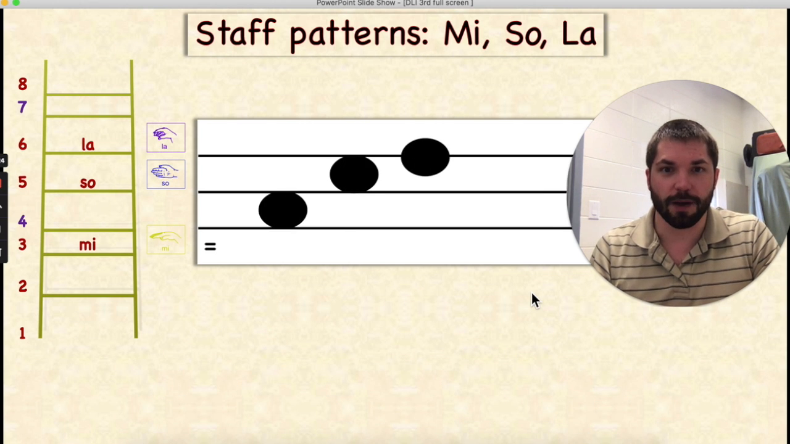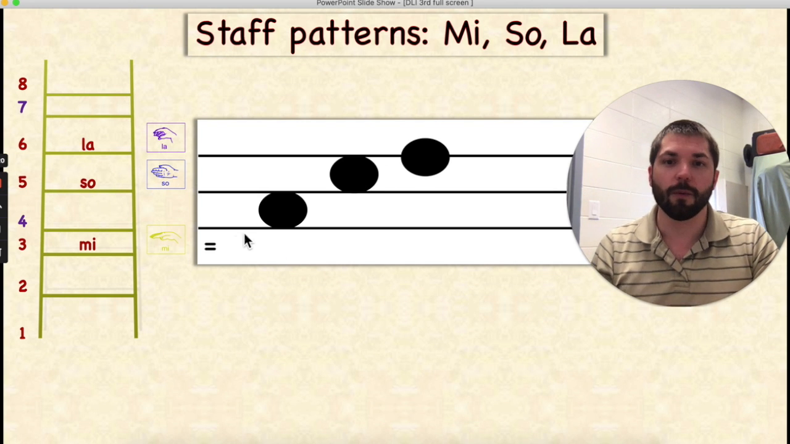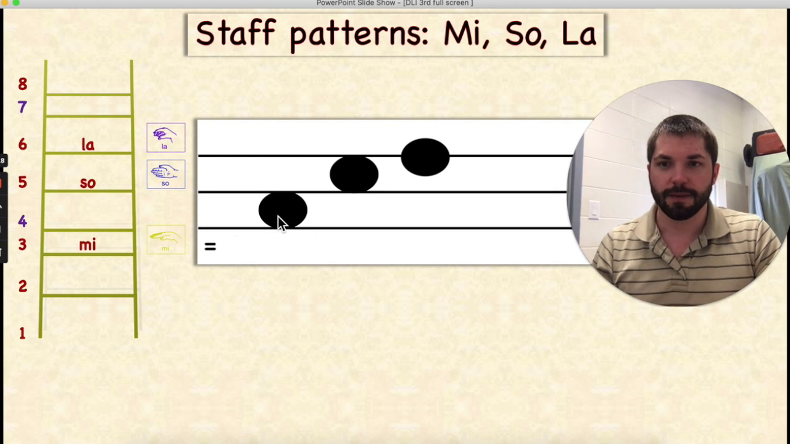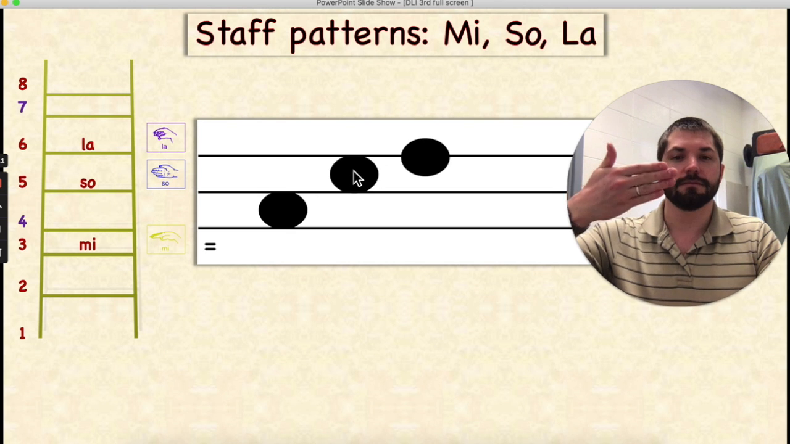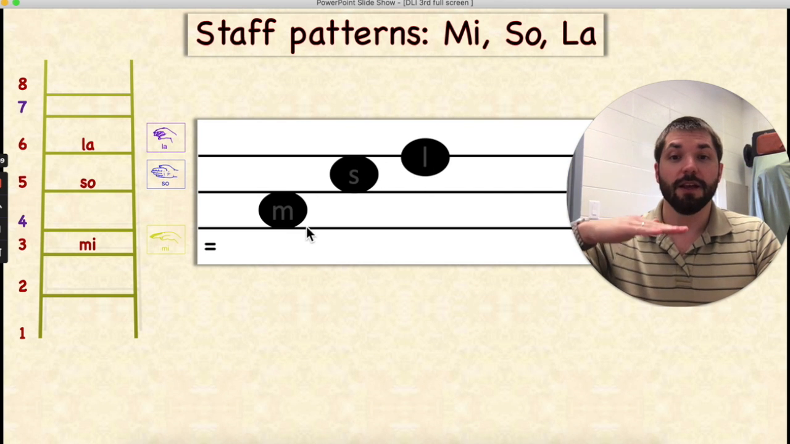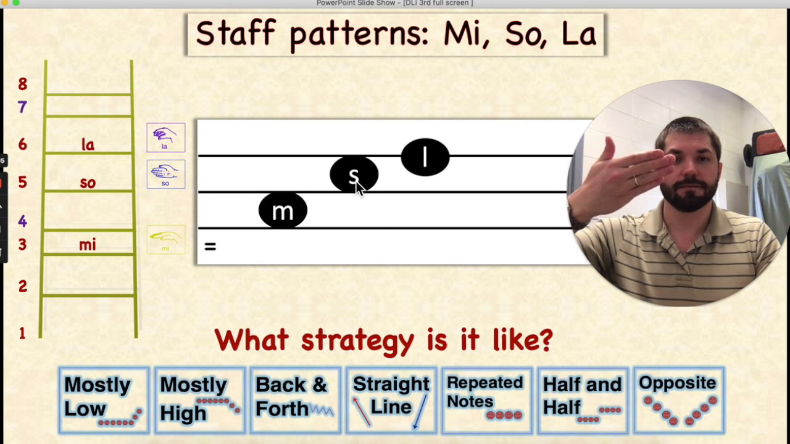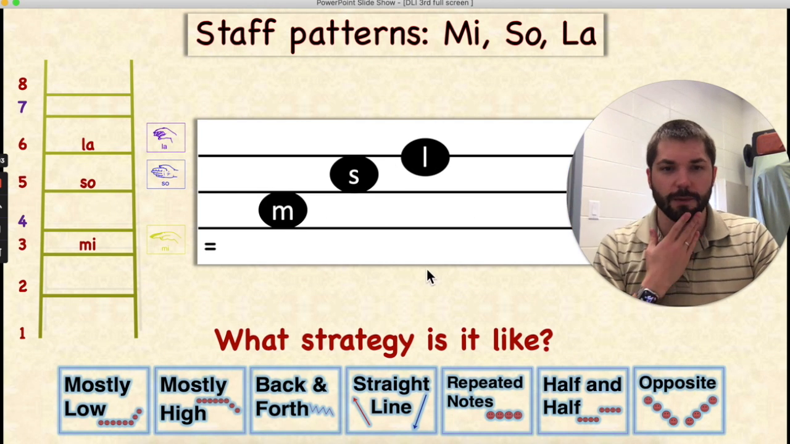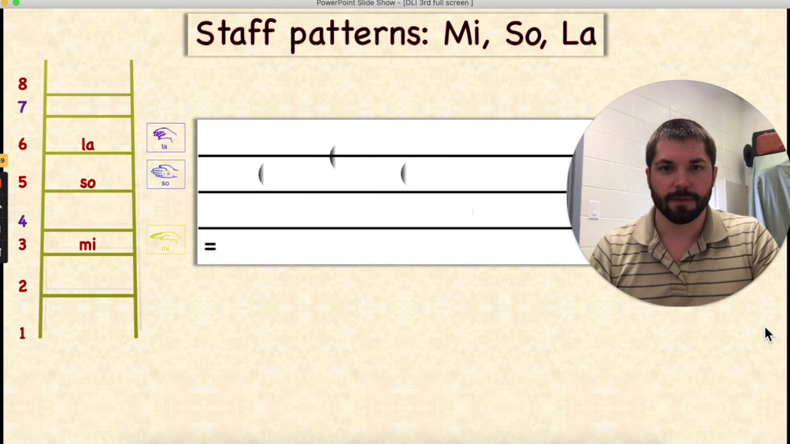Okay, what about this one? Yeah, some people notice immediately it's a straight line going up. But what's the pattern? What's it start on? And steps up. Let's see if you can sing it. Ready, go. Did you get mi, so, la? You sing it. Okay, and what strategy? We said straight line already, going up this time.